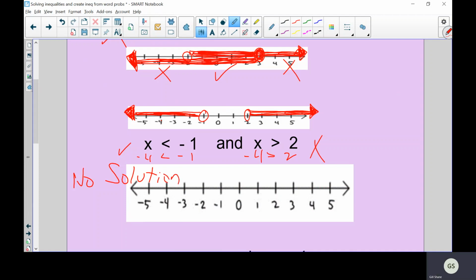You would either write that if you have to fill it in, or more likely, on something like the PSAT or SAT, it'll just say no solution. They'll still give you some graphs. One of the graphs might be just the right side, one might be just the left side, and then one of the options would be no solution, and that one would be no solution.